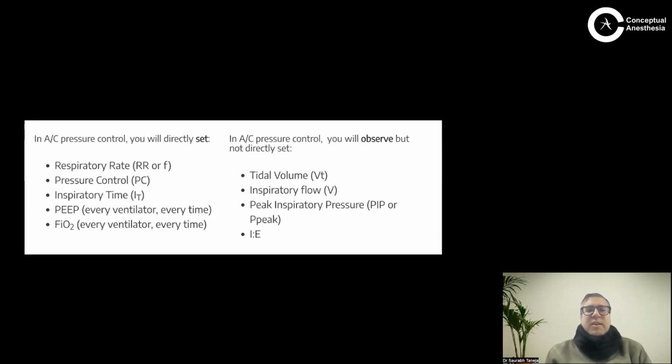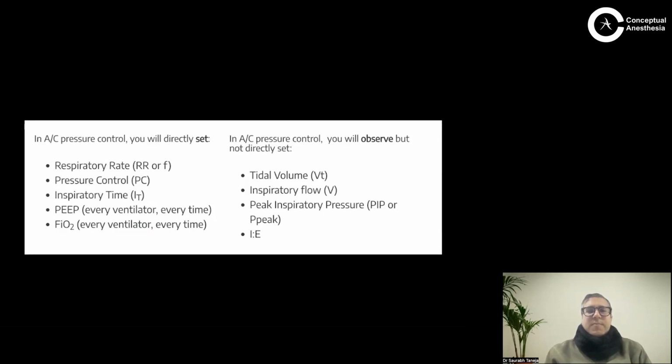So what is the expiratory time? Respiratory rate is 20, that means 3 seconds for one breath cycle, and you set an inspiratory time of 0.5 seconds. So the rest of the 2.5 seconds will be the expiratory time. So out of these three, if you set two, then you can actually calculate the third one.